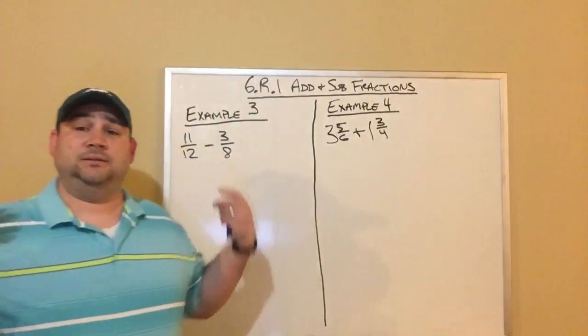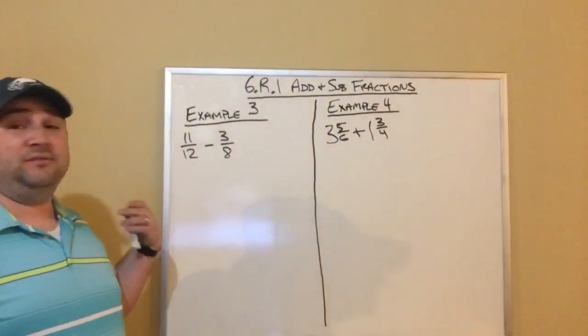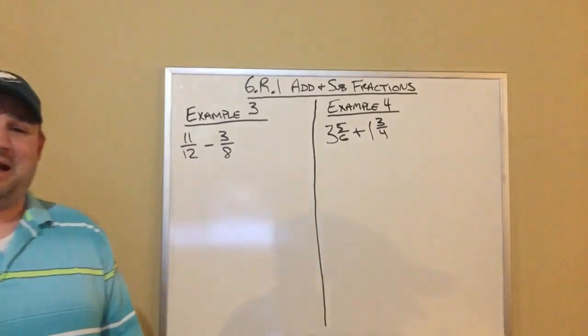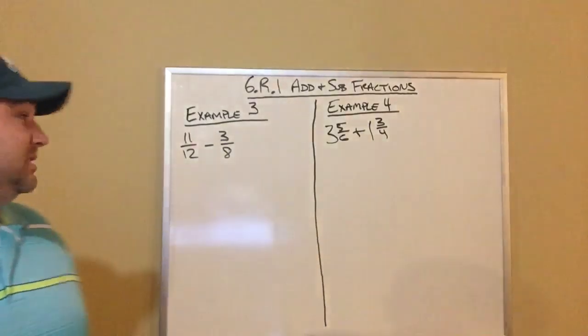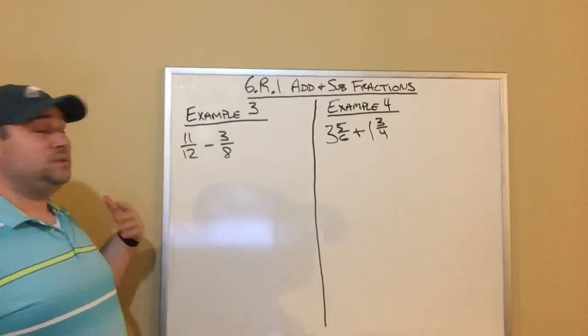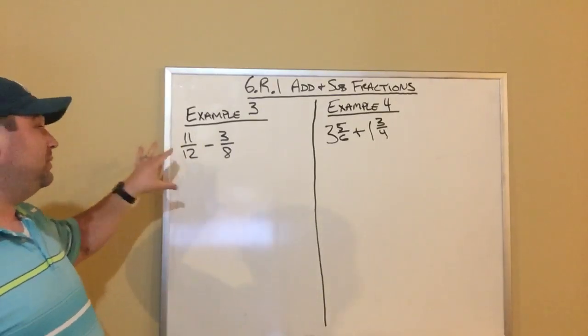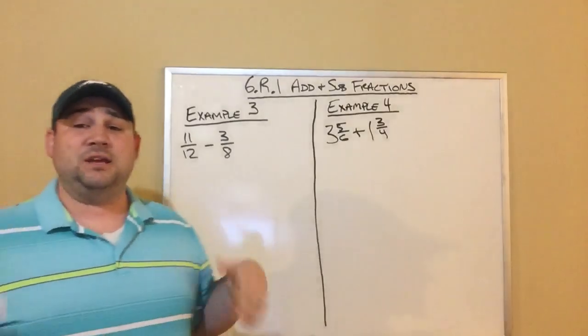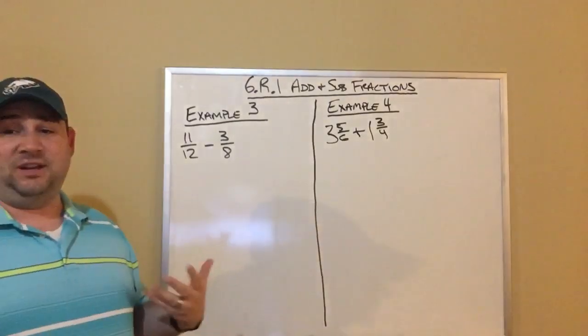All right, I'm back. Here are examples 3 and 4 of adding and subtracting fractions. So let's look at our first one. We got 11/12 minus 3/8. The difference between examples 1 and 2 and these is we now have different denominators. So we need to find a common denominator.